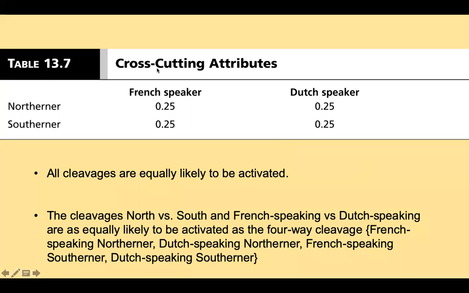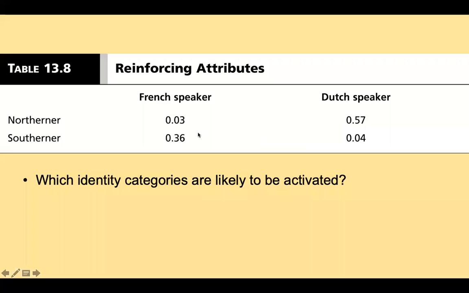We have these four different attribute values and these two different attributes. Now, in this situation, all of these cleavages are likely to be activated or likely to become politically salient or politically important because they're all evenly distributed, as I pointed out. But in this situation, they're not evenly distributed. Instead, there are far more Southern French speakers and far more Northern Dutch speakers than there are Northern French speakers and Southern Dutch speakers. And so in this situation, which identity categories are likely to be activated among these four categories? Can anyone tell us which ones are likely to be activated?